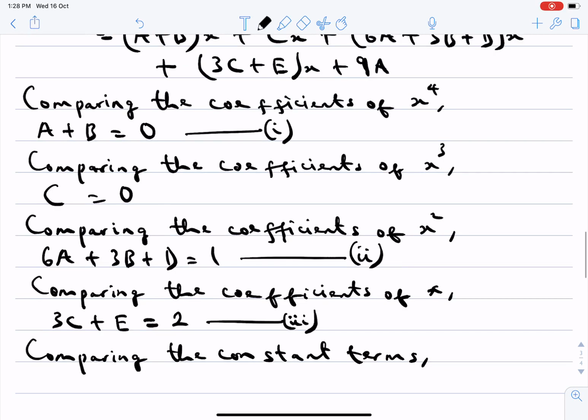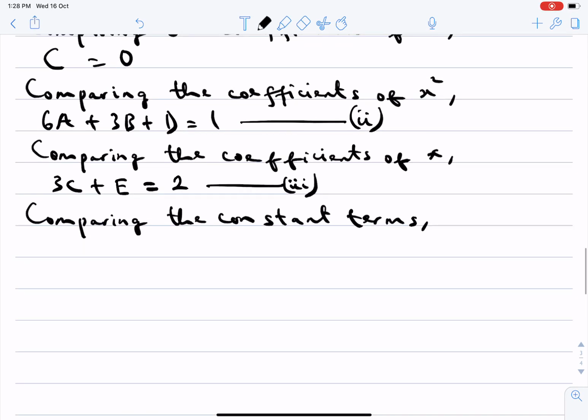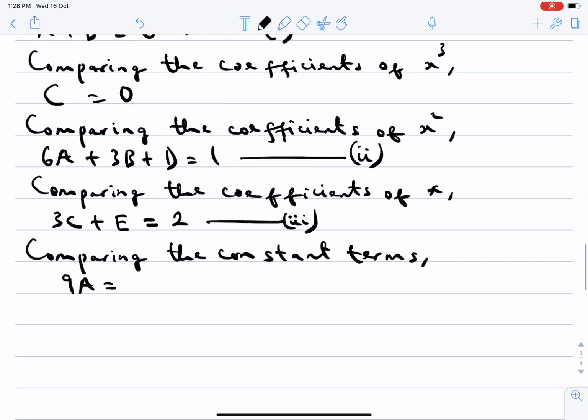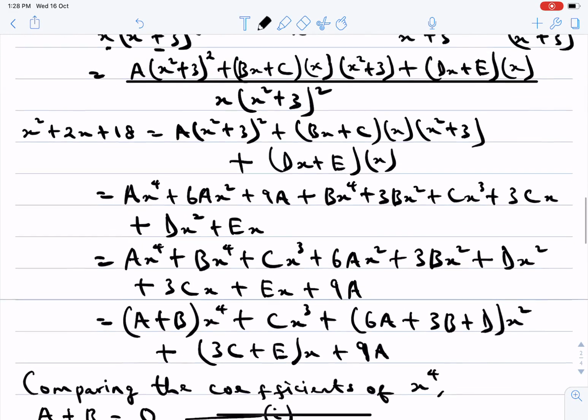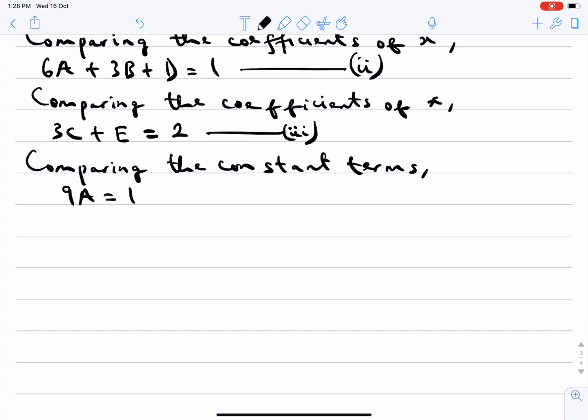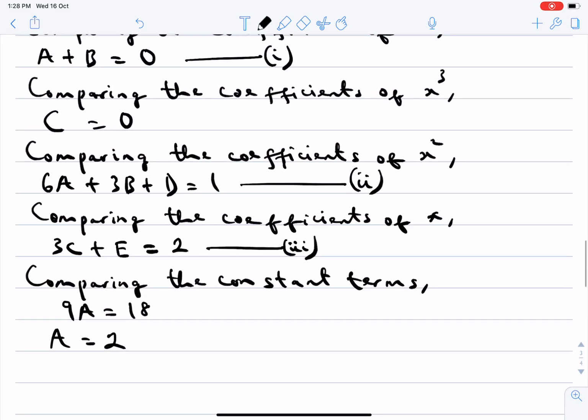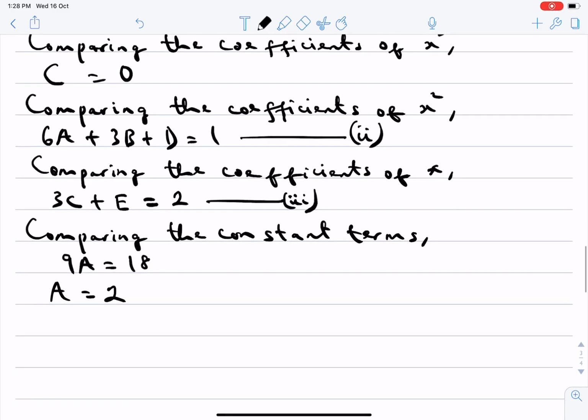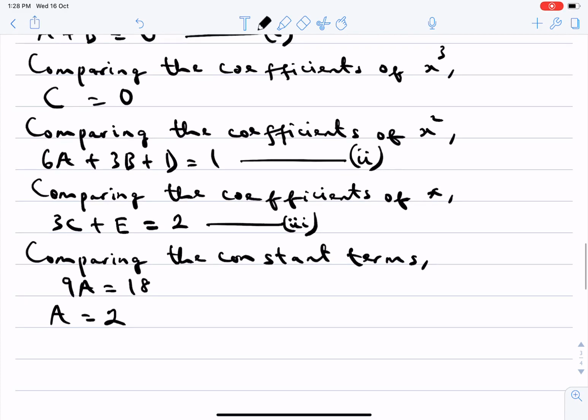The constant term on the right hand side is 9a, and the constant term on the left hand side is 18. That means 9a is equivalent to 18, and that simply means a is equal to 2. So we found the values of a and c. Now what else? Oh, I can put c in 3 to get e.